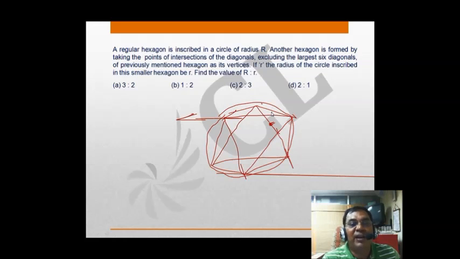To find the ratio of r, it will be either 2 is to 1 or 1 is to 2 of radius r. Obviously it will be 2 is to 1, because if you see the earlier triangles, this will be the midpoint. They have to be dividing equally. So therefore, I'll be going for 2 is to 1.